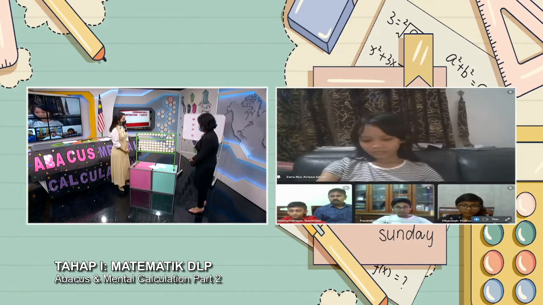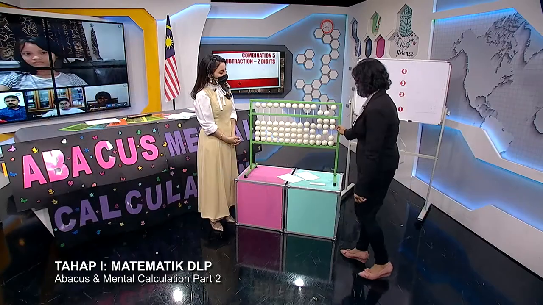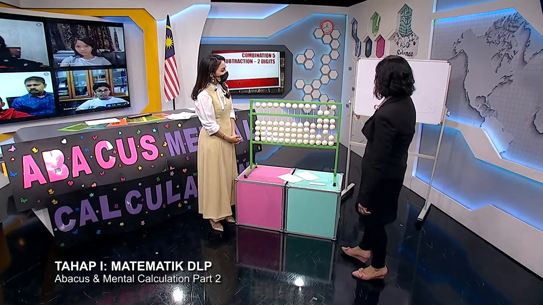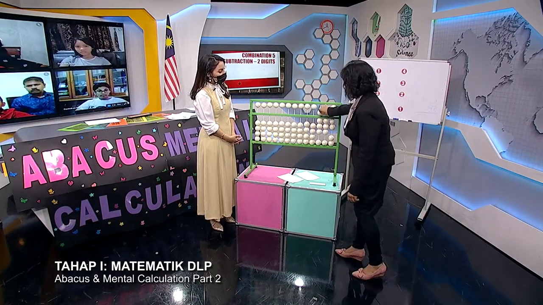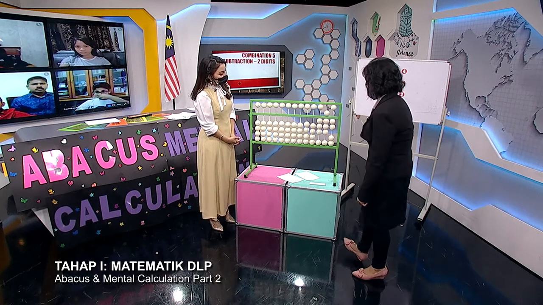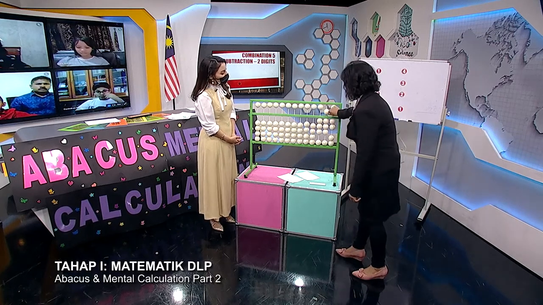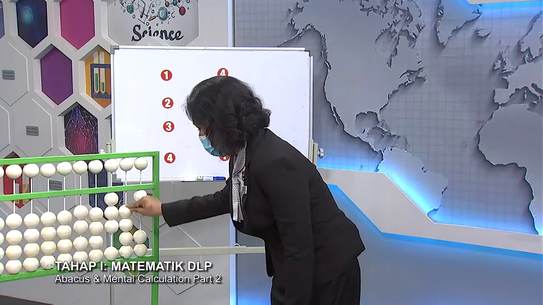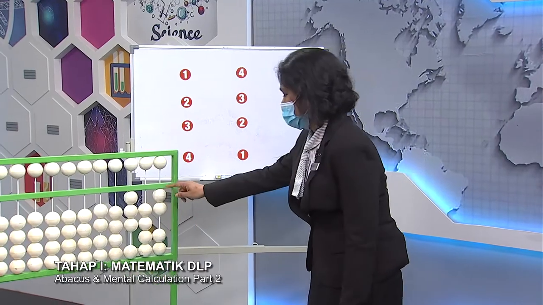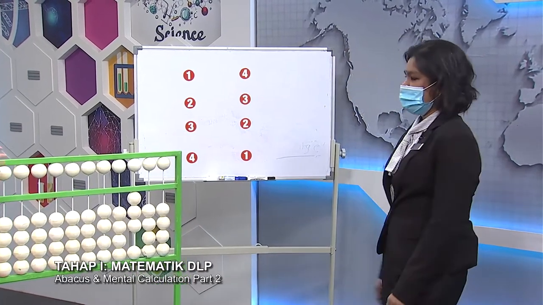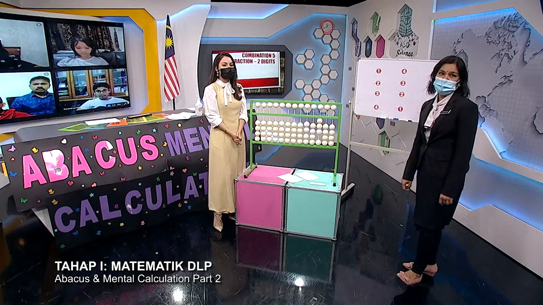Now, how to do 782 minus 482? The partner for 4 is 1. Bring up 1, bring up 5. Then we open here, and then 2. Push it down. So it's 300.